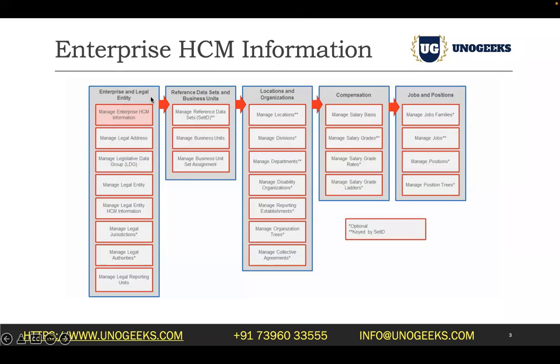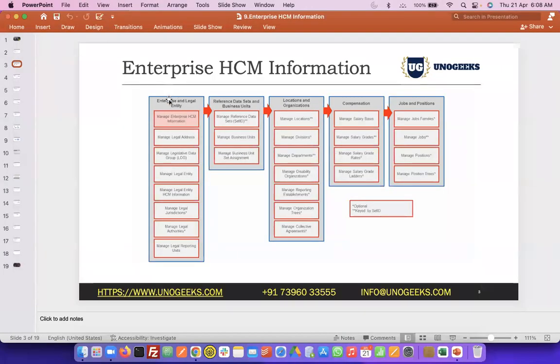And if you look at these tasks, you have some terms like enterprise, legal entity, business units, and you also have an optional configuration called divisions here. So you have enterprise, legal entity, divisions, business units, locations, organizations, etc. So these are the terms that you should get used to, right?